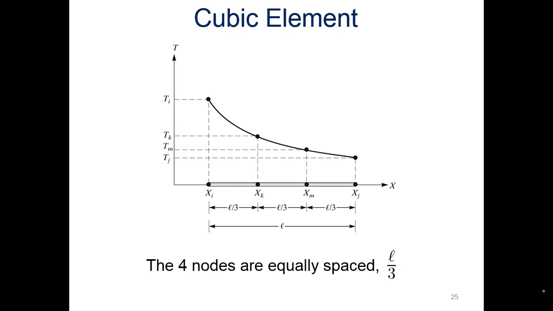All right. So again, you can see how it's going to have this curve. It's going to be able to match this temperature curve a lot better than the linear elements and a little bit better than the quadratic elements. And they're going to be spaced equally, so L/3 the length between each one of the nodes. We had K we added last time, and now we got M is the new node that we're adding here.